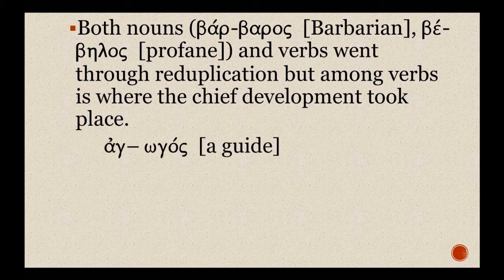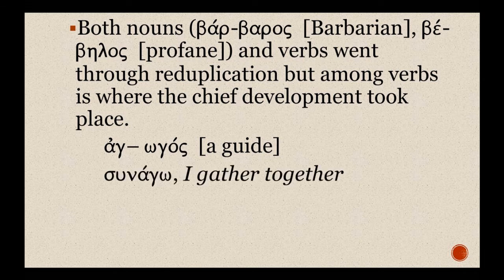So here's an example. This is the word for a guide, agogos. So ago is to what? Brandon, you should know this one. Ago is to lead, right? So here we have reduplication, this and this right here. That is essentially what happened. So we have reduplication, and it's just a guide.